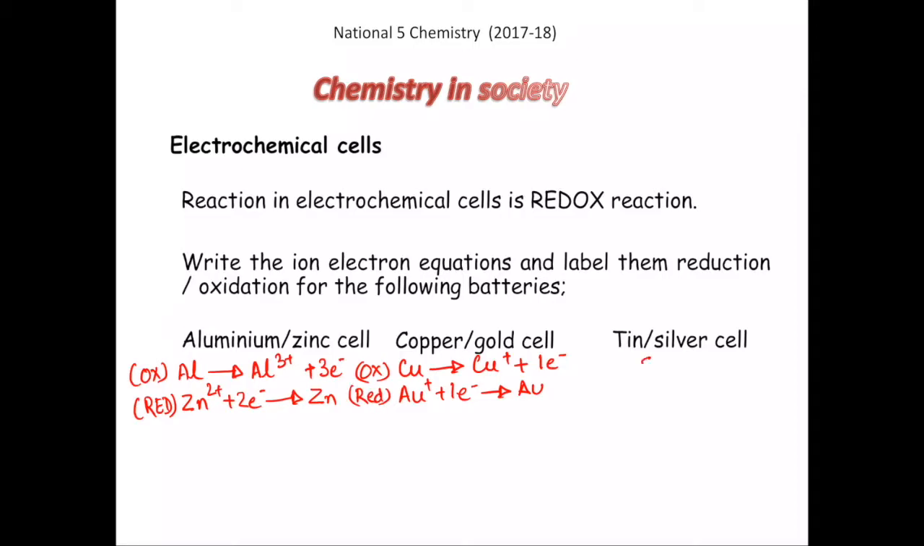In tin silver, tin is higher in the metal activity series as compared to silver, so it will change into tin ion and lose electrons. Silver ion will gain one electron, changing into silver metal. So oxidation is taking place on the tin side and reduction occurs on the silver end.